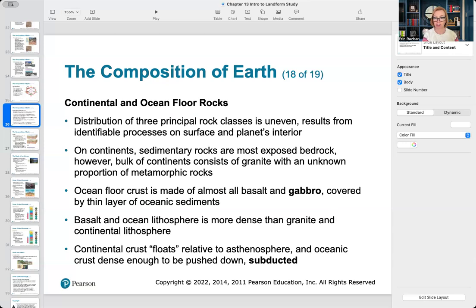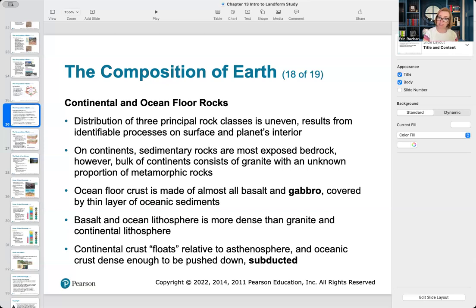Continental crust and oceanic crust differ substantially in composition. Continental crust is primarily made of silica and aluminum. It has a density of about 2.7 grams per cubic centimeter. This is why continents essentially float higher on the mantle.